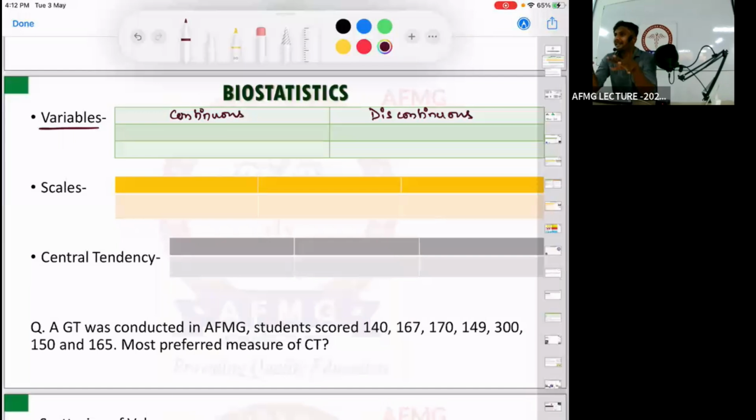So weight, height, temperature, all of these are continuous variables. On the other hand, if I talk about discontinuous variables, guys, these values would be fewer. There would be few values, and in between values are not possible.